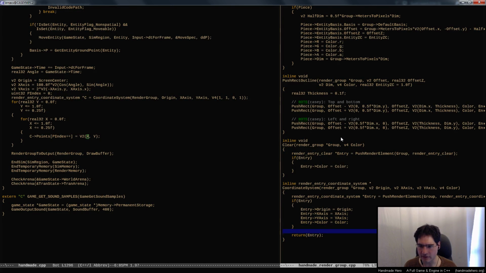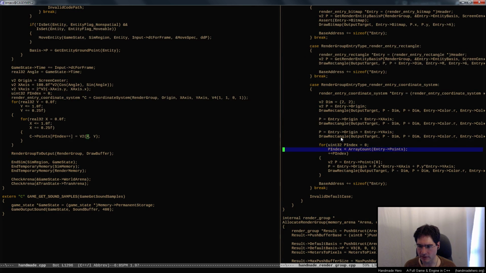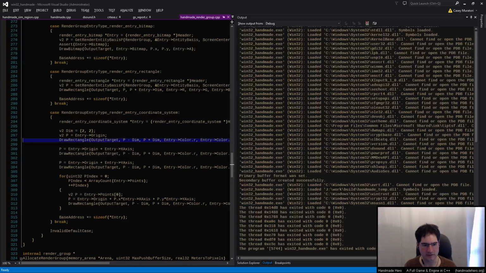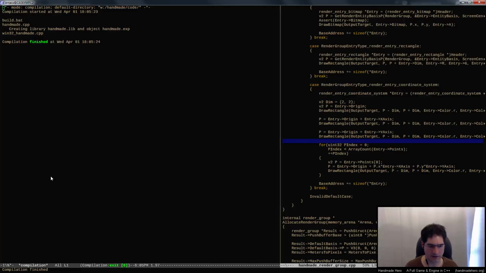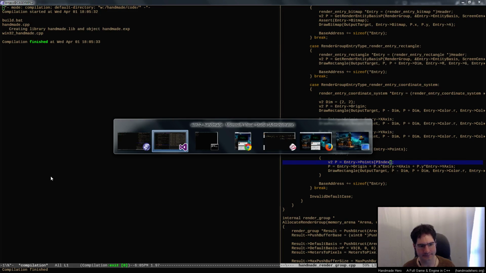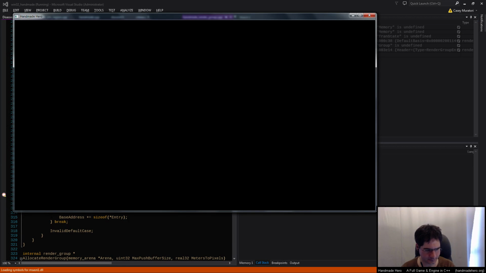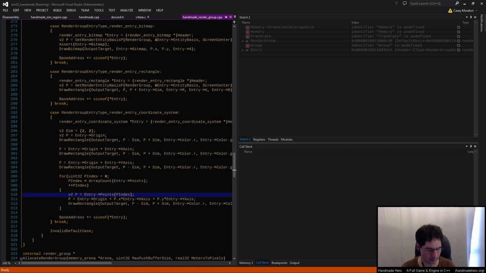That looks correct. So then where's my rendering? P index, array count points, v2 is p.x times entry x-axis plus p.y. That should have done it. Why did that not do it? Let's take a look. So let's go in. Oh, wow. It'd be nice if I actually used the index. There we go. So get rid of that.